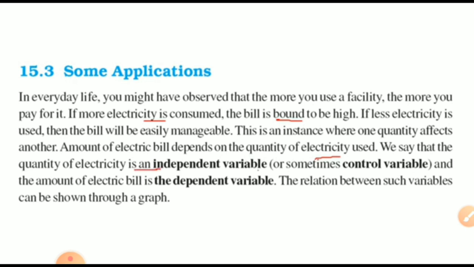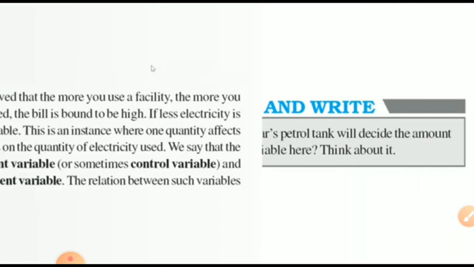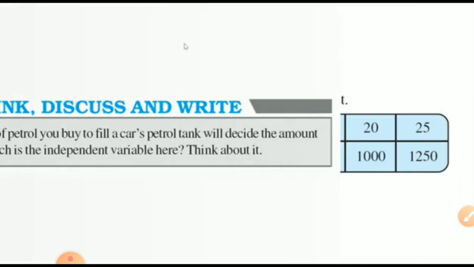So we can say independent variable and control variable. The relation between the independent variable and the control variable can be shown through a graph. Yes, the electricity bill can also be shown on a graph, showing how much it increases or decreases. Correct. More electricity, more bill. Think, discuss and write.